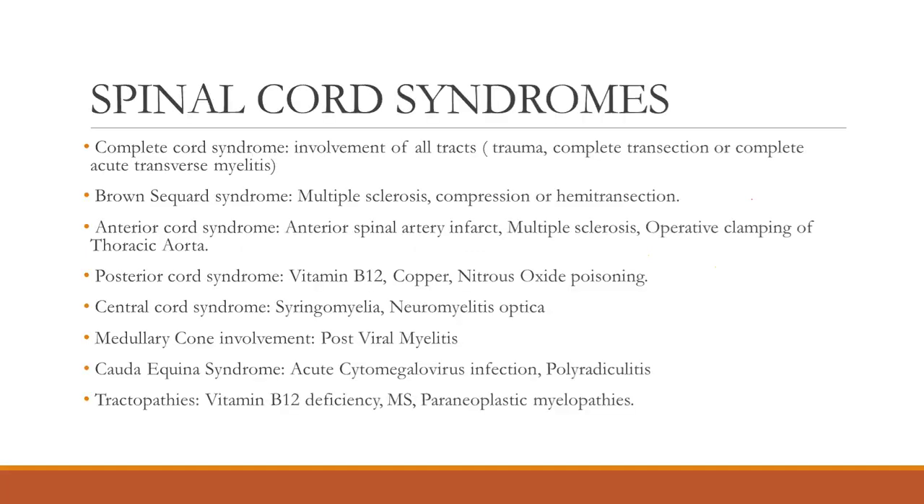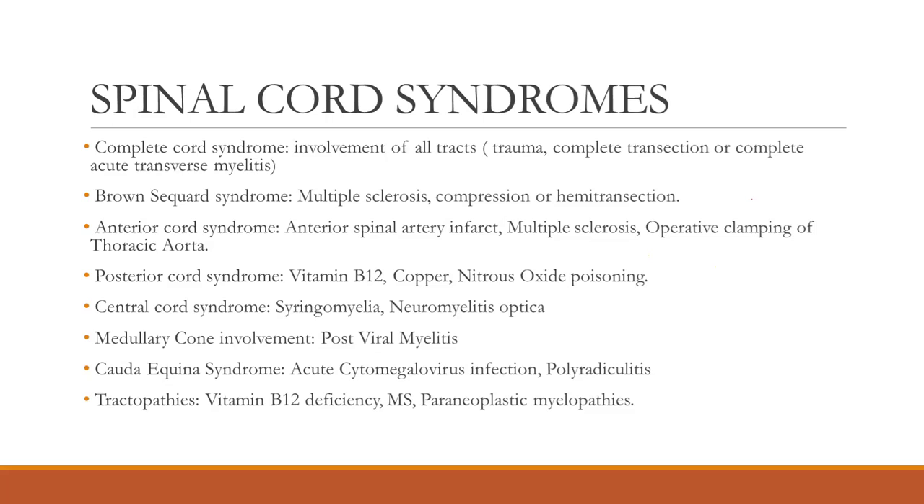So some of the spinal cord syndromes that I'd like to discuss are associated with non-compressive myelopathies. That is complete cord syndrome, where involvement of all tracts is seen, with a complete transection seen in acute transverse myelitis. Brown-Séquard syndrome is a hemisection of the cord. That is most often seen in multiple sclerosis, and sometimes in compressive lesions or hemitransection of the cord. Anterior cord syndrome is associated with anterior spinal infarct, multiple sclerosis, and sometimes operative clamping of the thoracic aorta, as I said, the artery of Adamkiewicz and its branches.